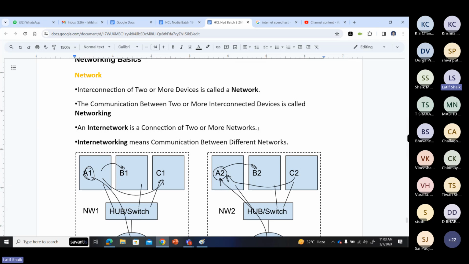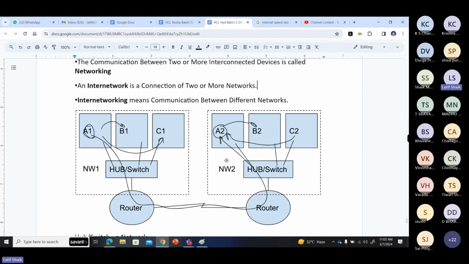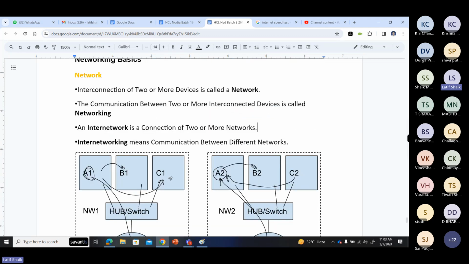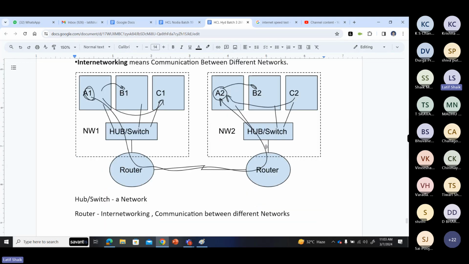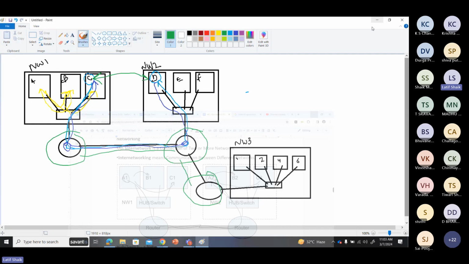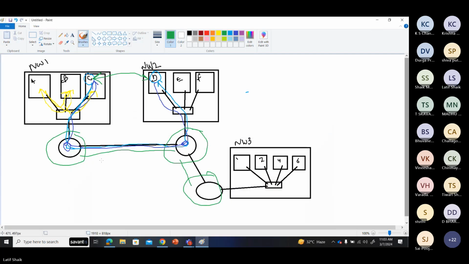So what is a network? Interconnection of two or more devices is a network. Communication between devices is networking. What is an internetwork? Connection of two or more networks is called an internetwork. Communication between different networks is called internetworking. Okay, guys, understand?